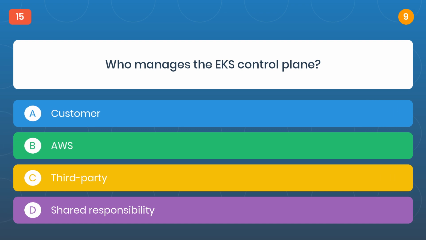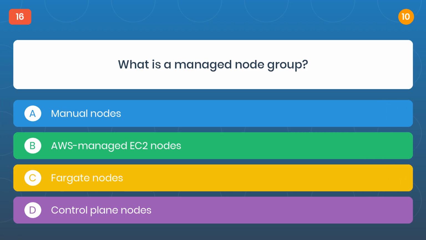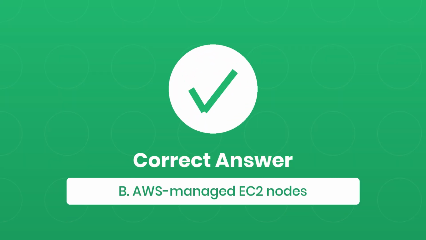Question 15. Who manages the EKS control plane? The correct answer is B, AWS. Question 16. What is a managed node group? The correct answer is B, AWS managed EC2 nodes.